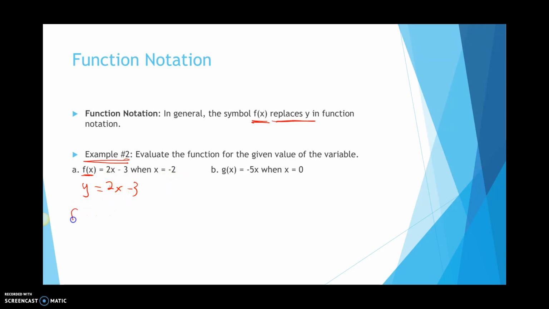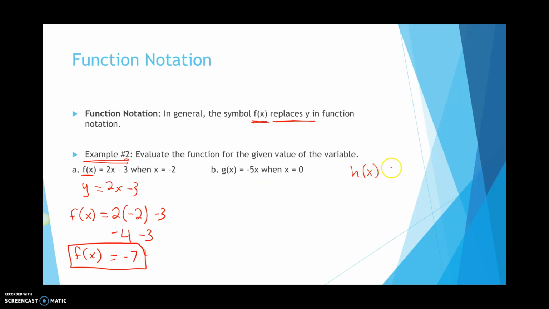So we have here, and I'll rewrite this as the function notation, 2 times x, which is negative 2, minus 3. 2 times negative 2 is negative 4, minus 3. So my f of x value here is going to be negative 7. And that'll be my answer. You might also see here g of x, or sometimes h of x. Those are function notations, and that technically is just really replacing y.